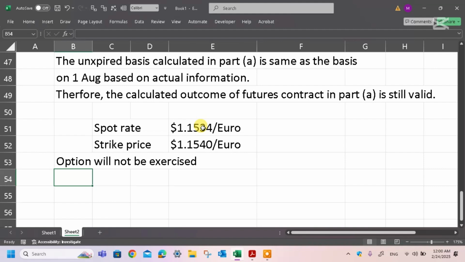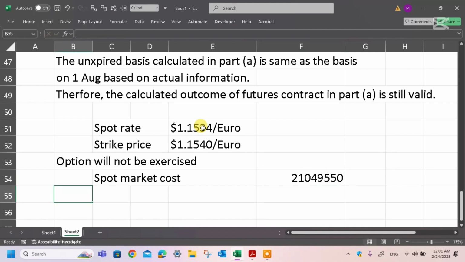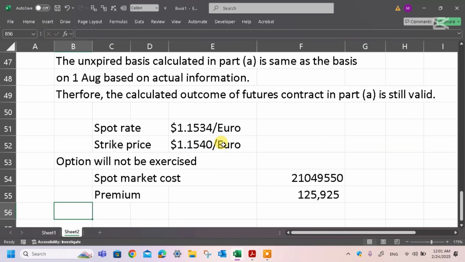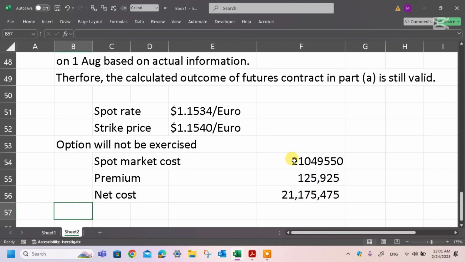If the option is not exercised, what are you going to do? You will exchange it in the spot market. So the spot market cost is going to be 1.1534, this rate. Don't forget there will be a premium. Premium is anyway paid at the beginning. Whether you exercise the option or not, the premium is going to be paid. How much is the premium? The same premium we found earlier, this one, the option premium. So the net cost is going to be this much. We don't have to comment about this. They simply asked to find the outcomes.